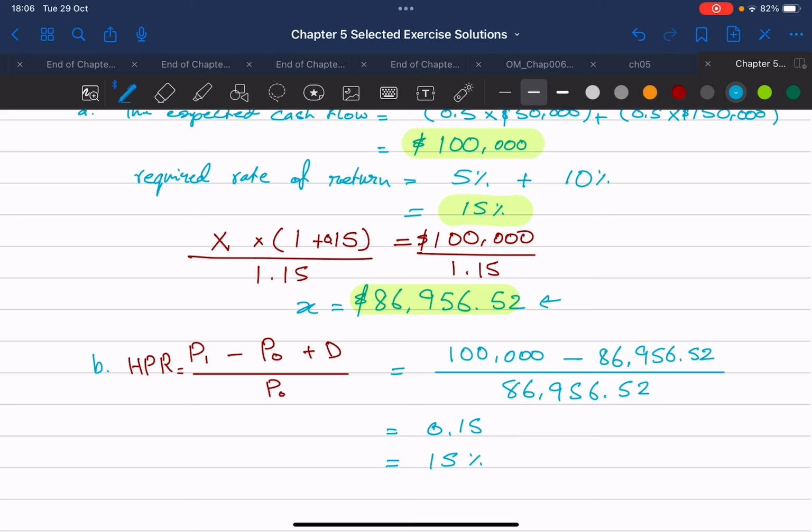That means, again, if I invest $86,956.52 and I earn a 15% return, at the end of the year I should have $100,000. All right, so that's the answer to part B. Now let's see part C.